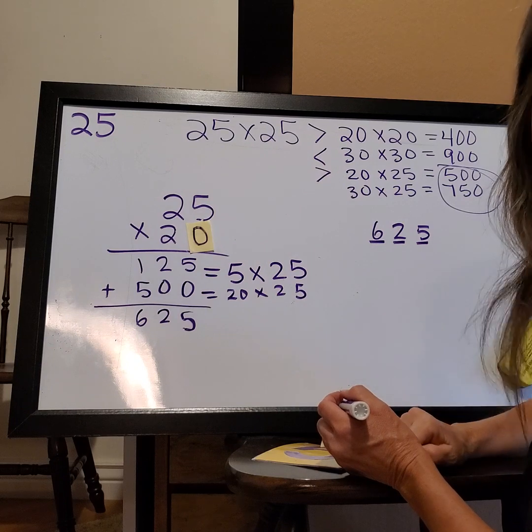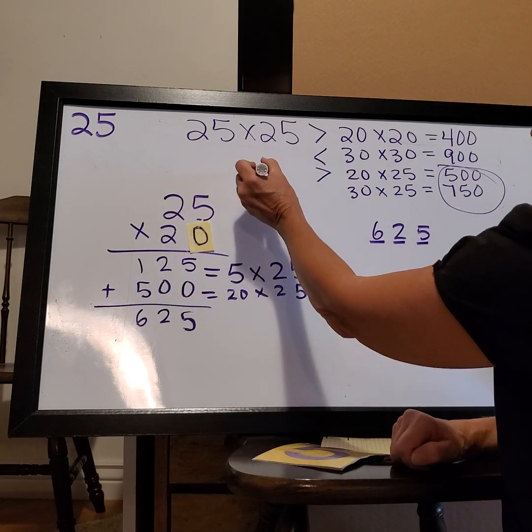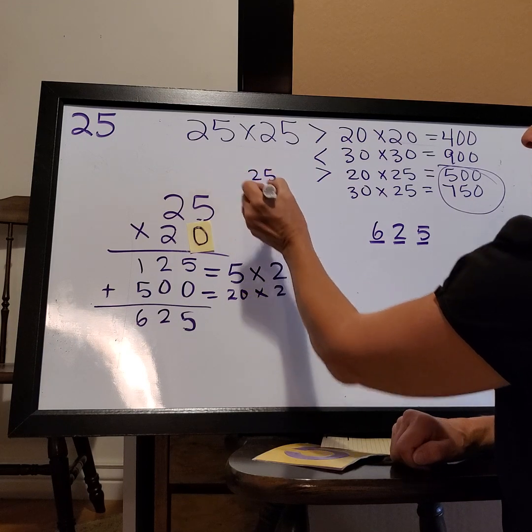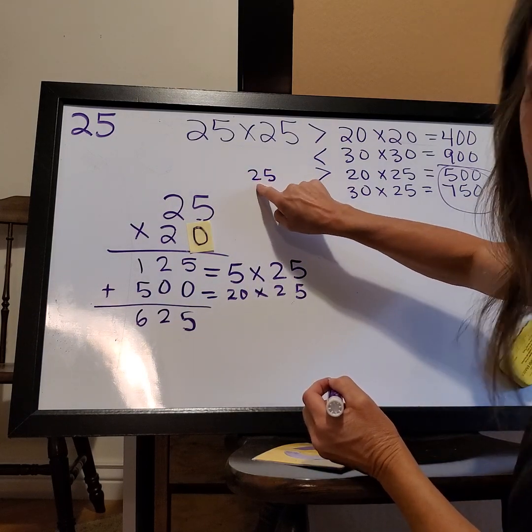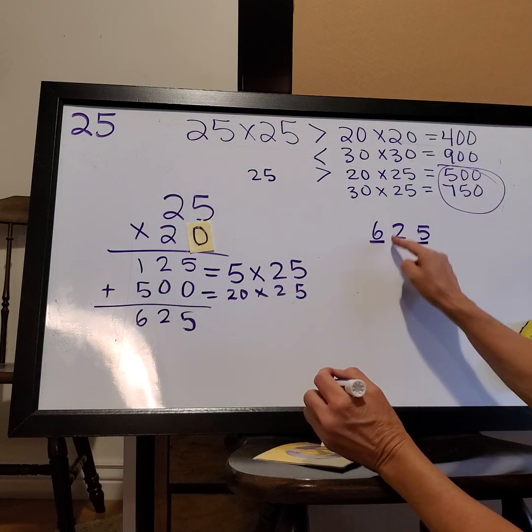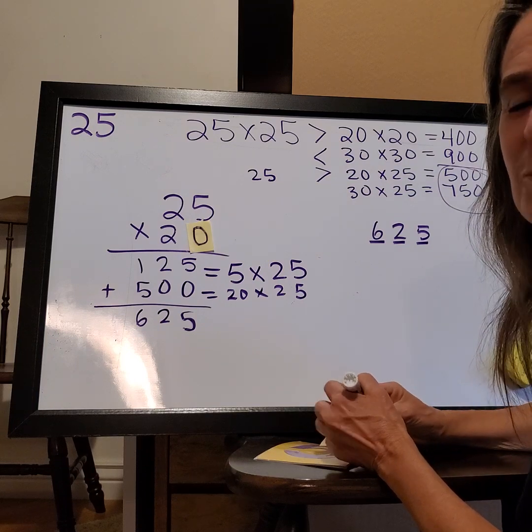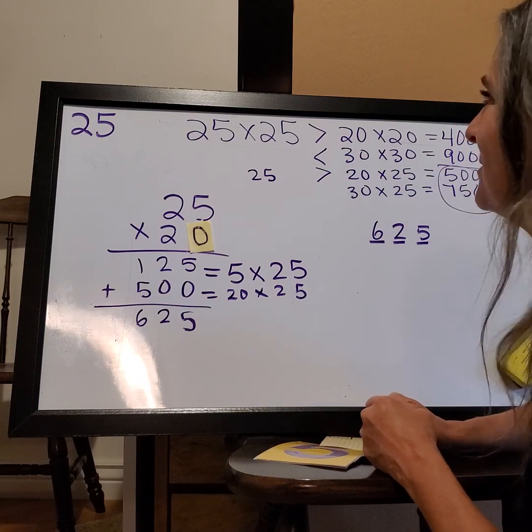There's actually a secret when you're doing squares that end with a 5. See if you can figure that out. 25. So I think 2 times 1 greater than 2 is 6. And then the 25 will already be there. That's how you multiply 25 times 25.